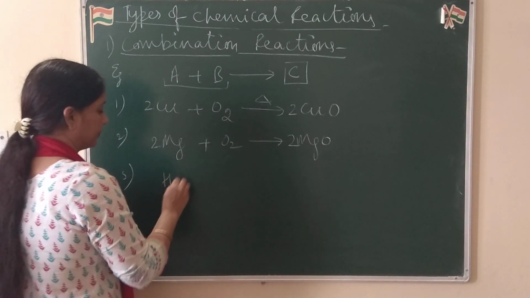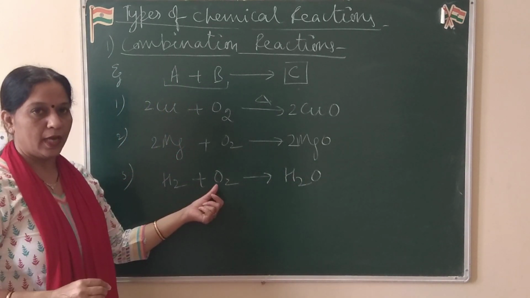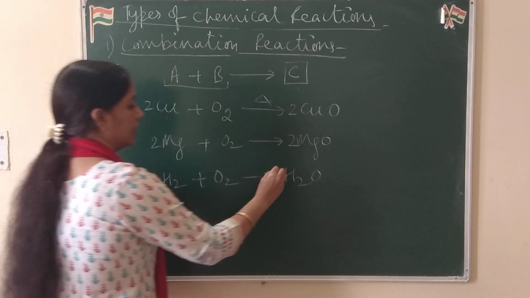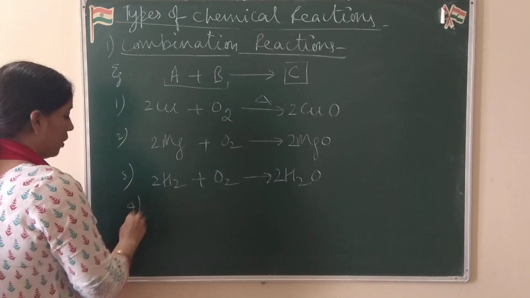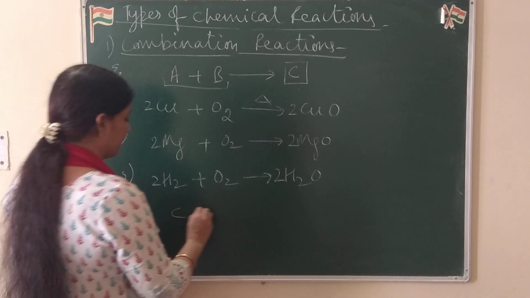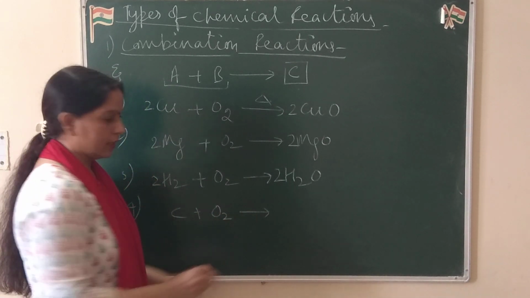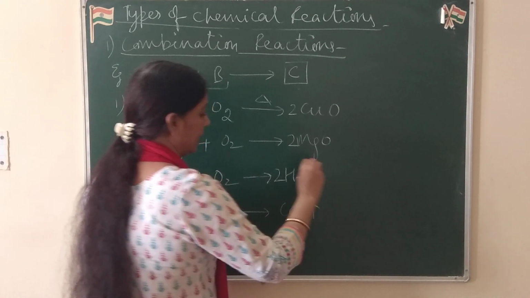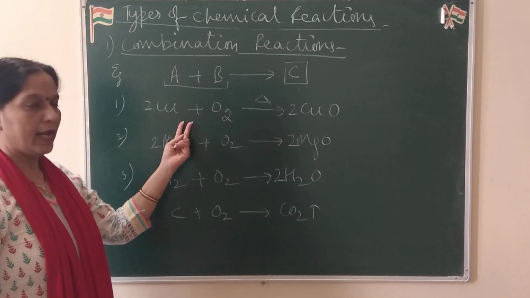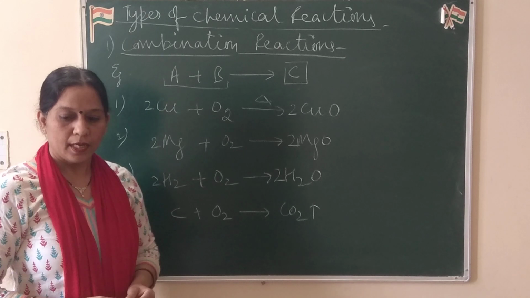Third example, hydrogen reacts with oxygen. Hydrogen and oxygen, two gases react with each other and they form single product, that is called water. We have already seen in previous videos one very common example when coal is burnt in air. Carbon in coal burns in air in the presence of oxygen and it forms carbon dioxide gas. So all these four reactions are the examples where we have two reactants and one product. Such type of reactions are called combination reactions.